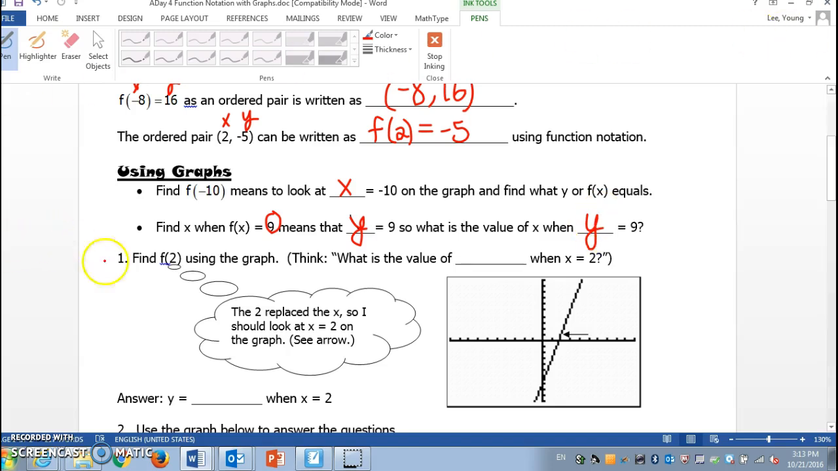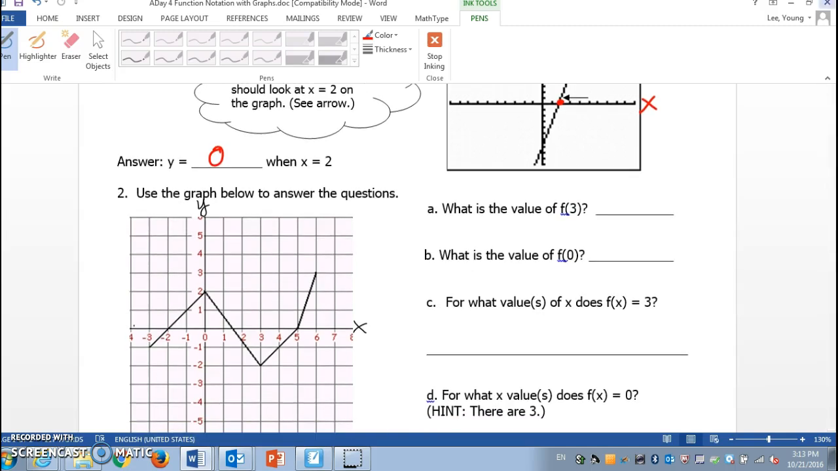So let's see, find f of 2 using the graph. Again, this 2 is inside or outside? Inside. So think of what is the value of y when x is 2. When x is 2 on this graph, this is the x-axis and this is the y-axis. Therefore, x is 2, y is 0. Easy? Okay.